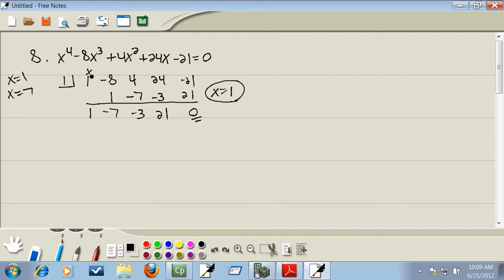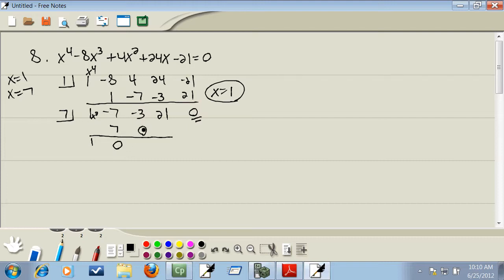Now, this started out as x to the fourth. We're now down to x to the third. And I want to plug in the other answer I found, which was 7. And you want to do it in the line you just found. So then I'll add, 1 plus nothing's 1. Multiply, 7 times 1 is 7. Add, -7 plus 7 is 0.